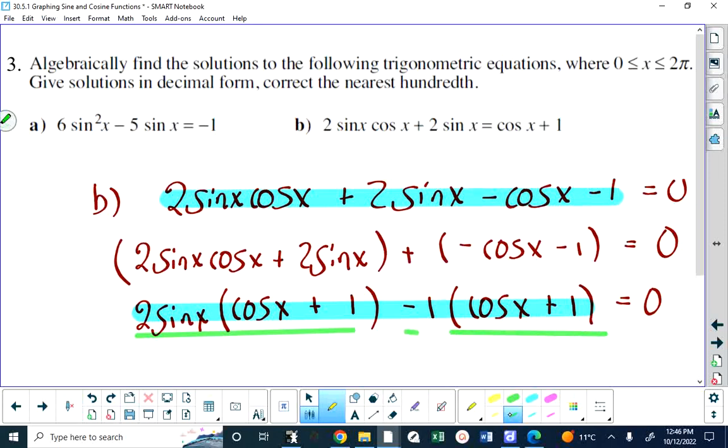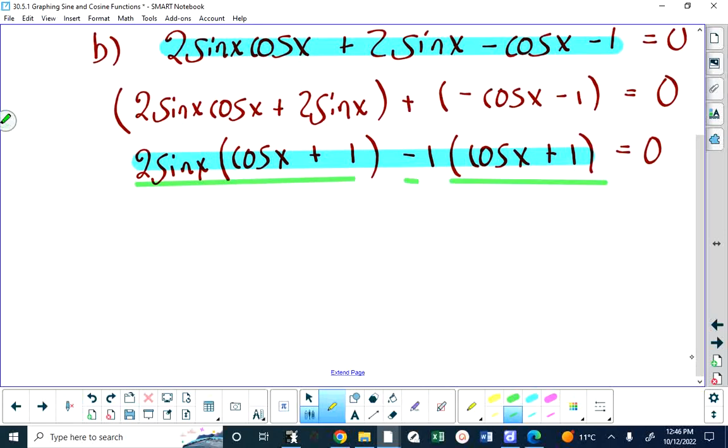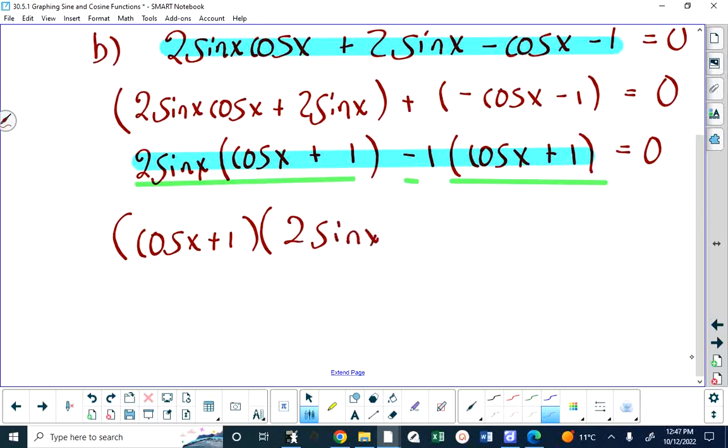And what I do now is I think of those two terms, as awkward as they are, and say, is there a common factor that they each have? Well, yeah, they each have a factor of cos x plus 1. So I can extract that by factoring and have cos x plus 1 multiplied by, well, what do we have left out of this? 2 sine x minus 1.